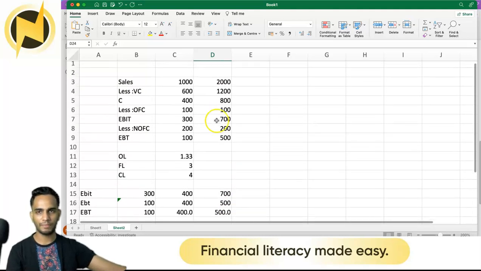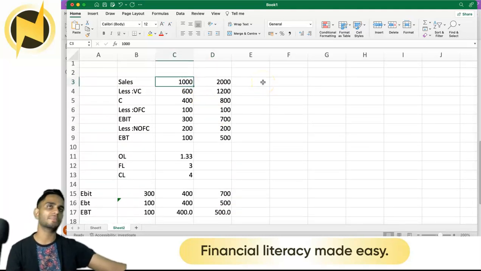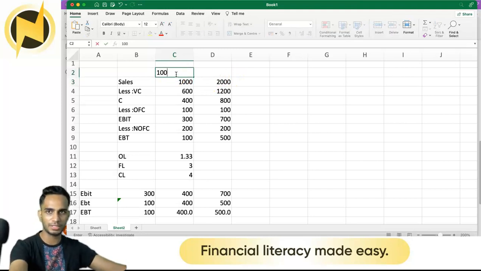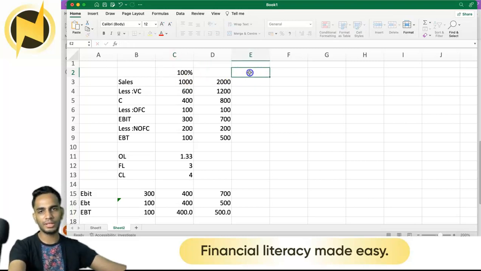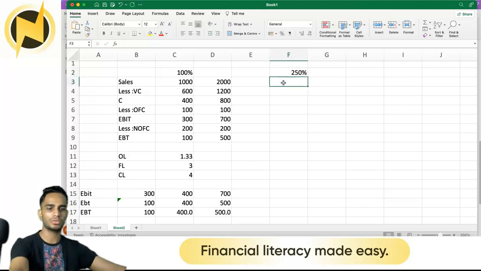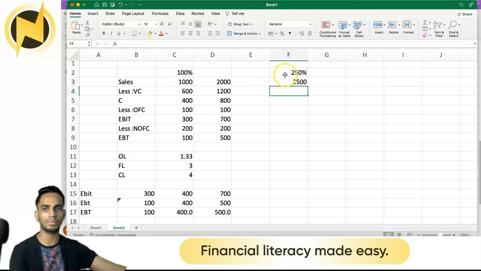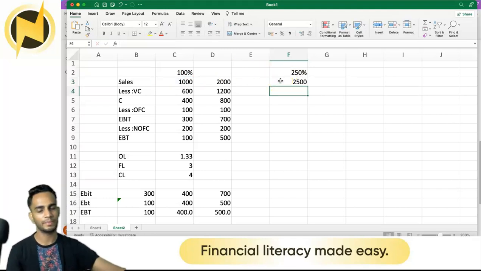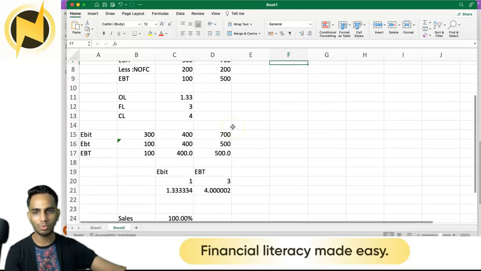Say, for example, I need to increase my sales. Imagine this is my 100% sales. I want to increase my sales to 250%. So my sales is 1000 into 250%, so it becomes 2500. Correct? What will be my EBIT, my EBT? I do not have to do the whole calculation. I can do it super simple here.